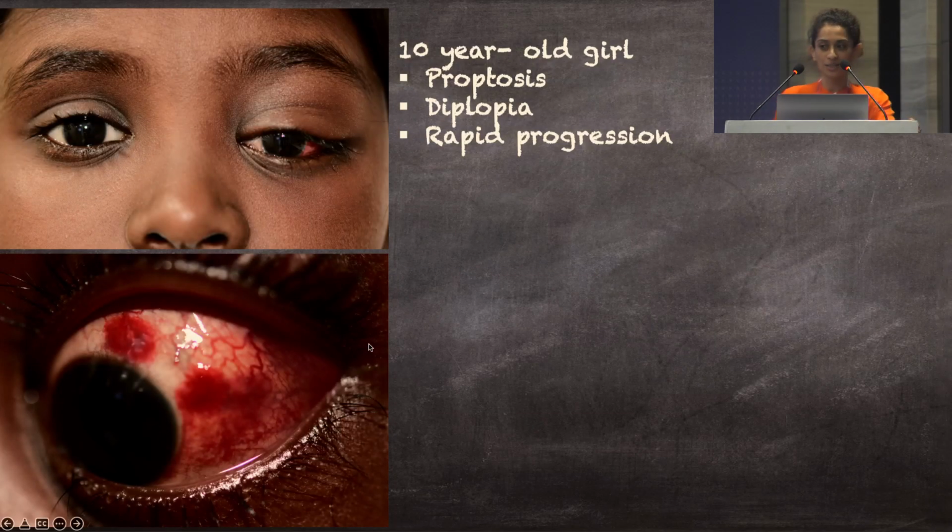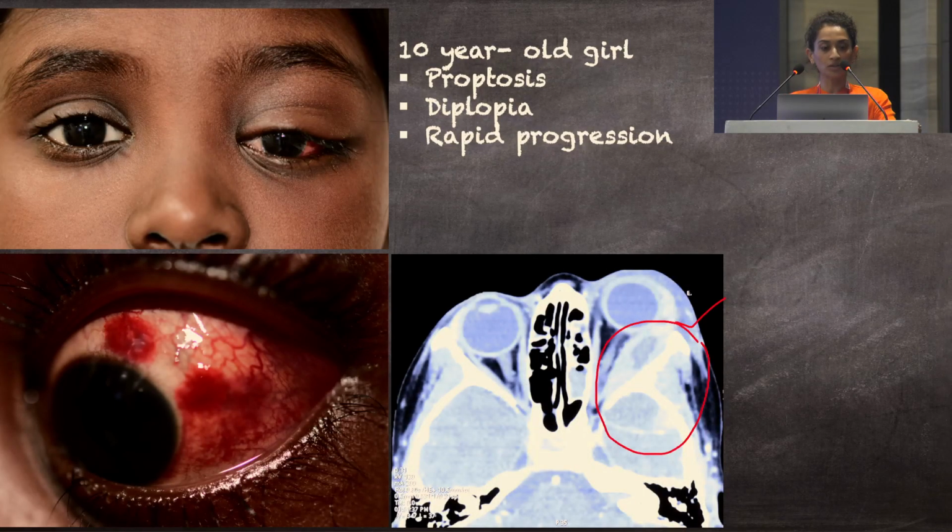Now this is Dr. Rajni here, and it's my favorite case, and she had referred this case to me. A 10-year-old girl, proptosis, diplopia, rapid progression. In fact, it looks like a subconjunctival hemorrhage with a trivial trauma that the mother gives. You can see severe hemorrhage in the conjunctiva as well. Her imaging, this is what it shows. It probably could be an inflammation or even a neoplasia.